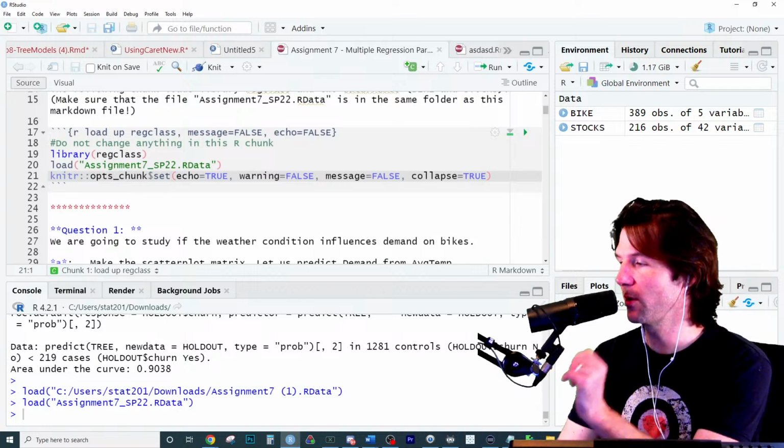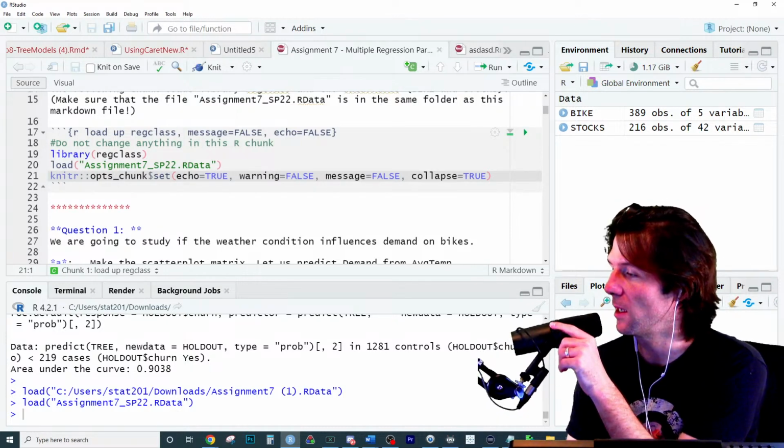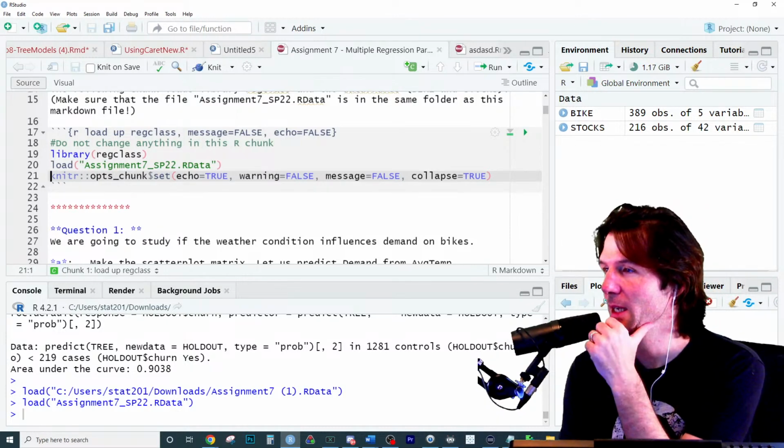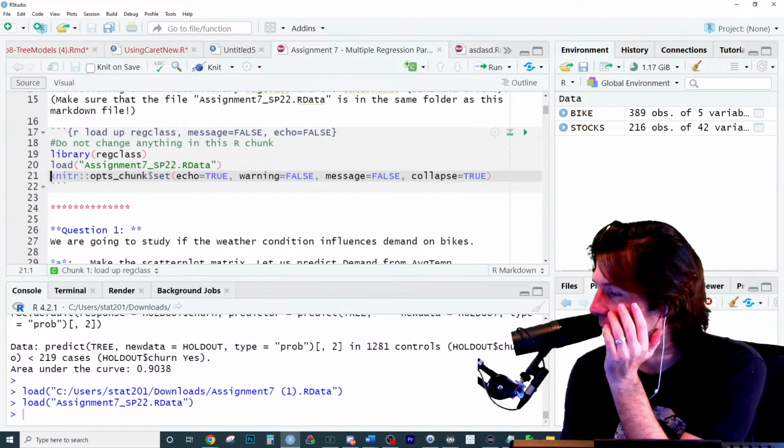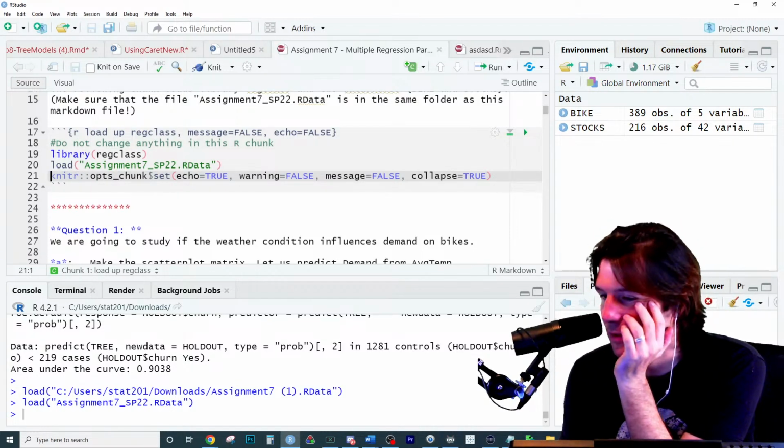Heyo, Robert, good to see you here. For some reason, I can't get my data loaded for the assignment 8. It says assignment 7 on my file. Yeah, it says assignment 7. I moved around assignments.